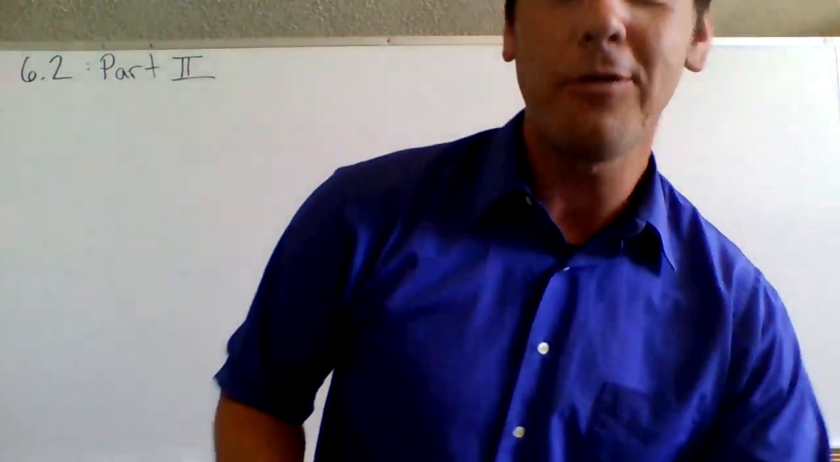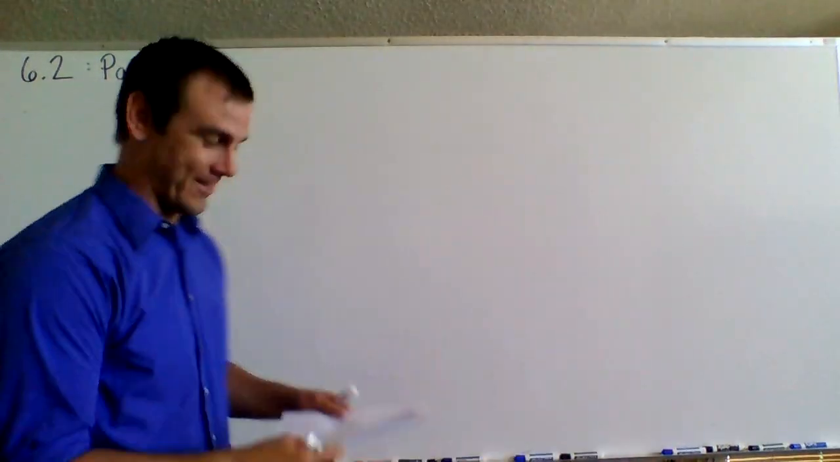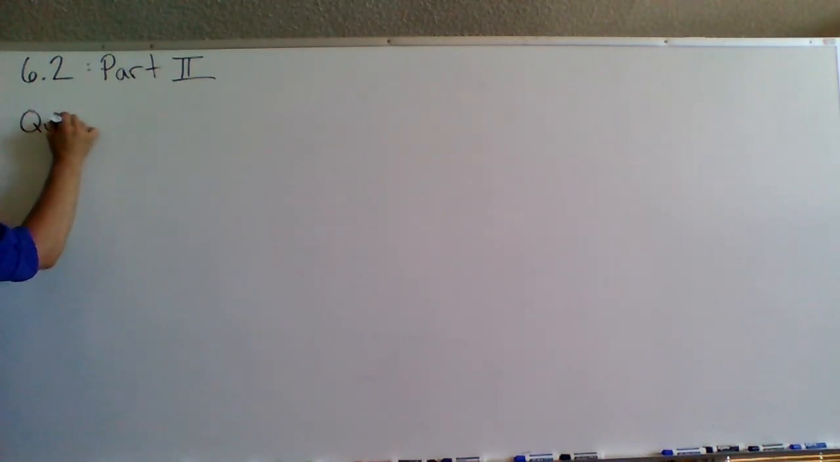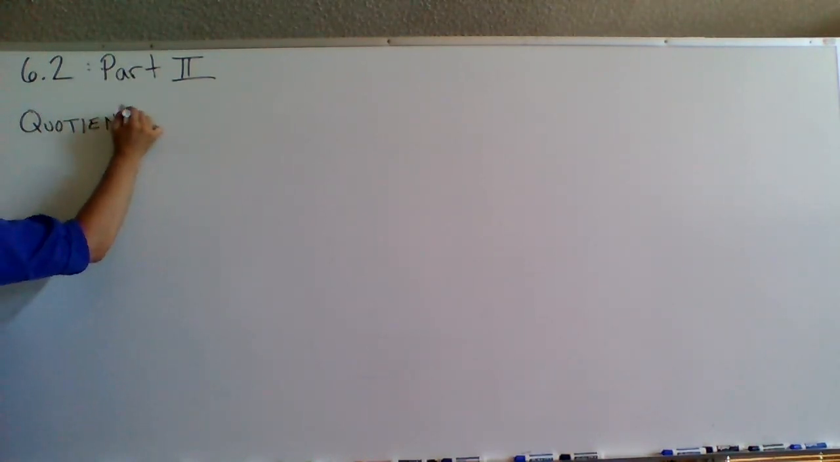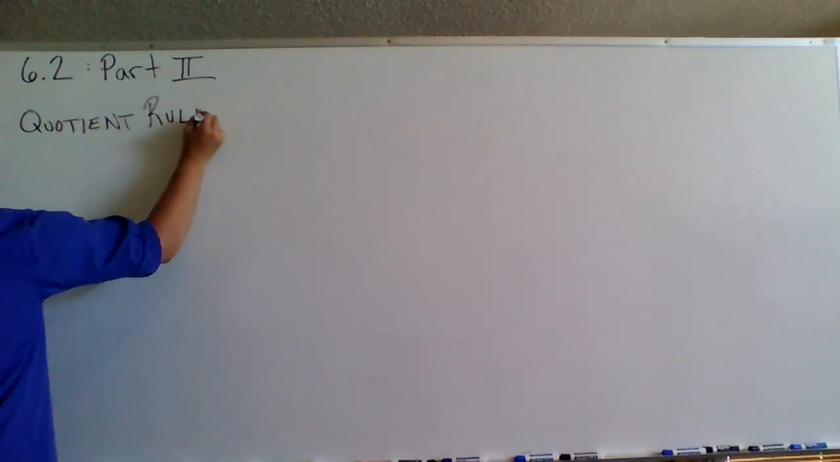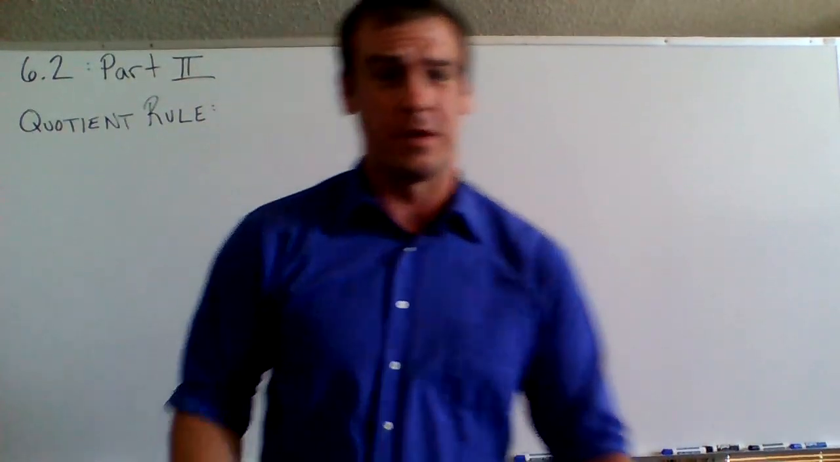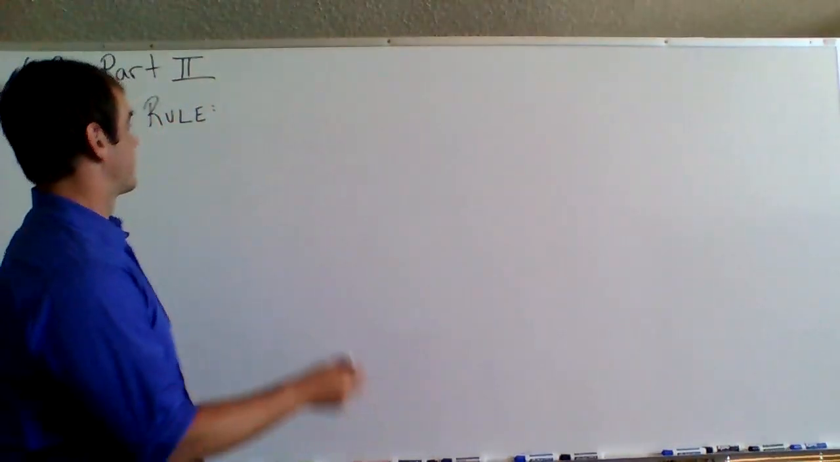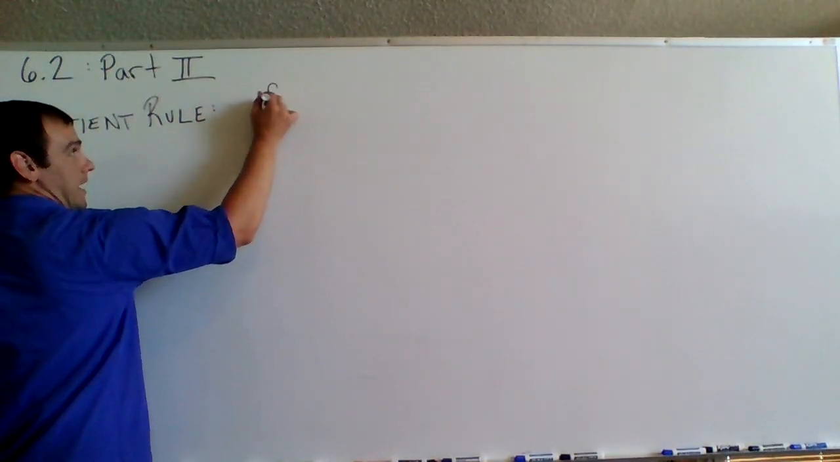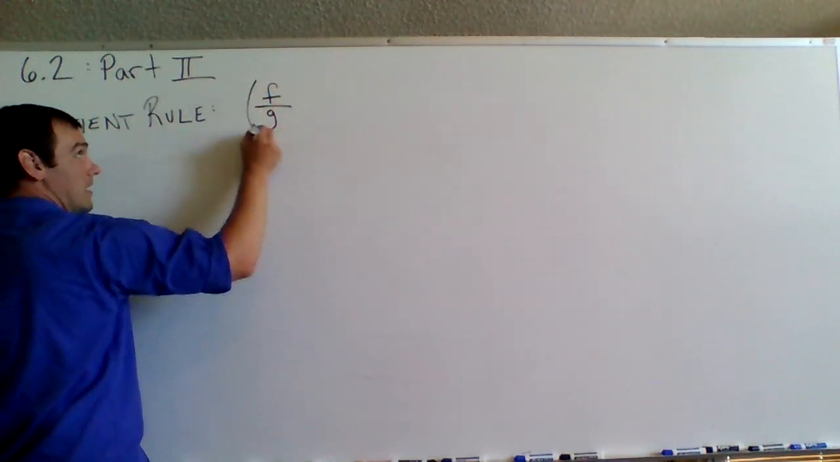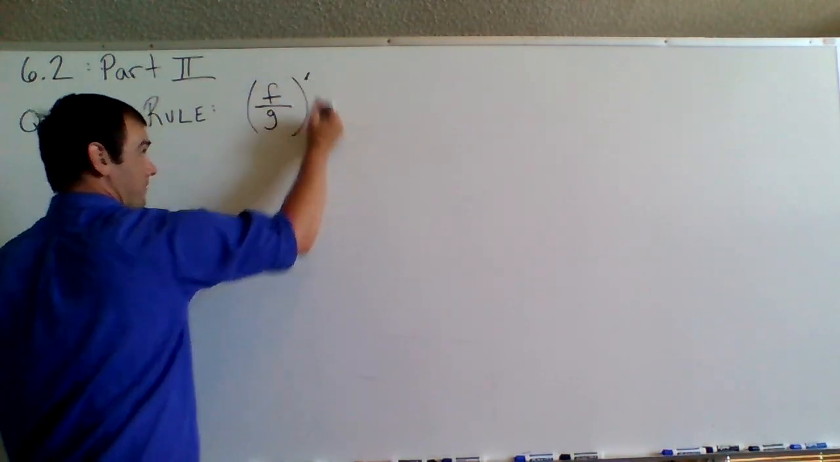Sweet. All right, so let's do the quotient rule. This one's a lot of fun. Quotient means divide. Quotient rule. All right. So if we think about this, the rule might look like f over g. So we got the function f divided by g. Let's say we want to take the derivative of that.